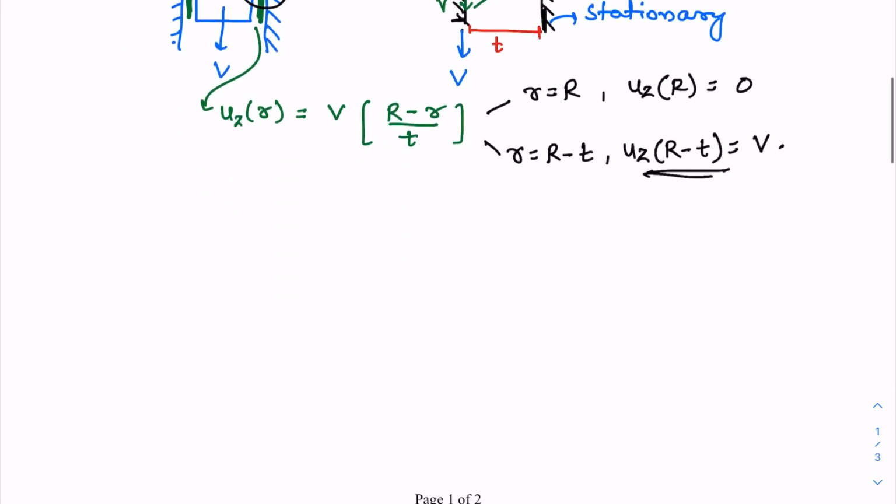Now, to find out the shear force, we need to first find out the shear stress due to the velocity gradients in the oil film. So essentially, we need to find out the viscous shear stress tau rz at r equal to R minus t.